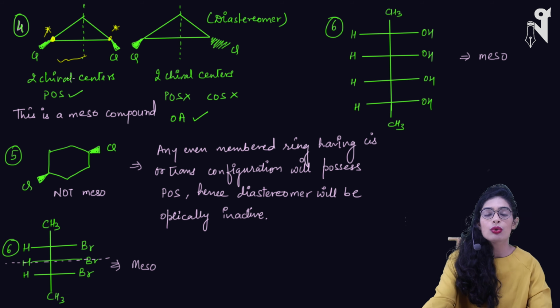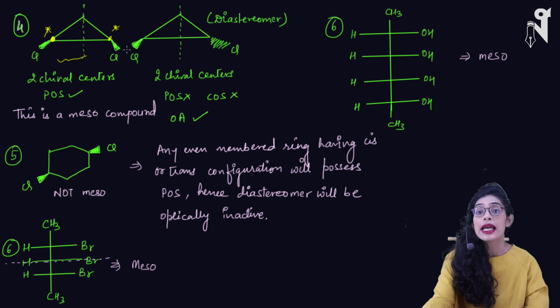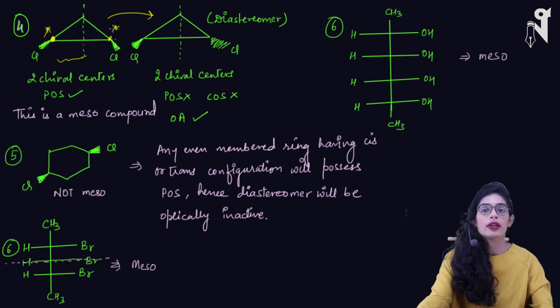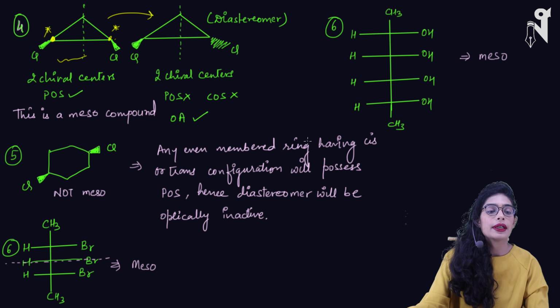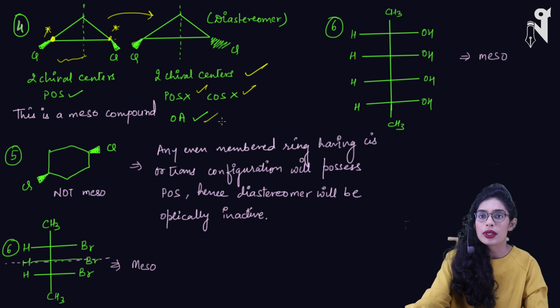Why? How can we figure out? Two conditions are matching. POS is there, two chiral centers are there. Now we have to see whether its diastereomer will be optically active or not. So I have formed a diastereomer of it. What is the diastereomer here? This is the diastereomer. I can just change the configuration of one of the chlorine. One will go up, one will go down. And it has two chiral centers. No POS is there, no COS is there. Hence optically active molecule it is.